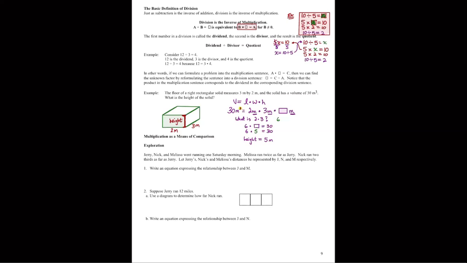J and M, J is Jerry, M is Melissa. Melissa ran twice as far as Jerry. So interpretation is going to be the key to any kind of word problem. Whether you have them writing equations or not is not really the point. It's that they would look at it and say, well, okay, what does it mean for Melissa to have run twice as far as Jerry? So you play it out and say, okay, what if Jerry ran 1 mile? How far did Melissa run? 2 miles. What if Jerry ran 10 miles? How far did Melissa run? 20 miles.